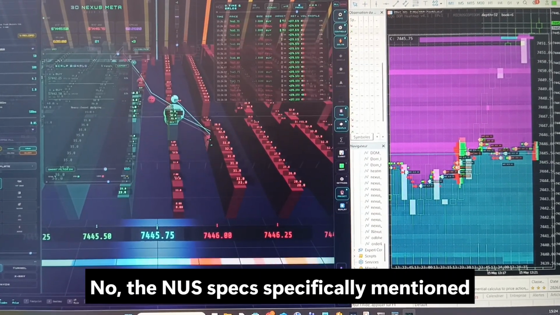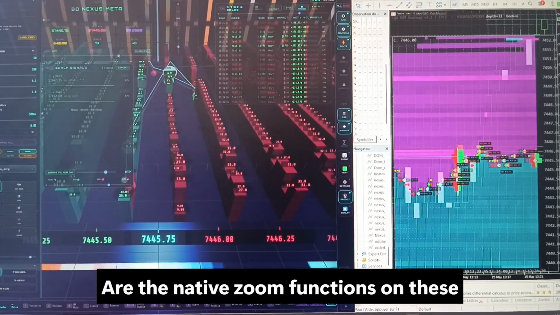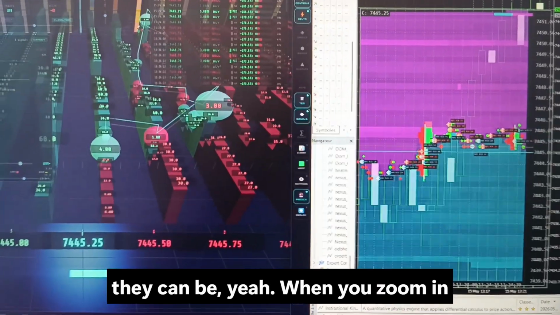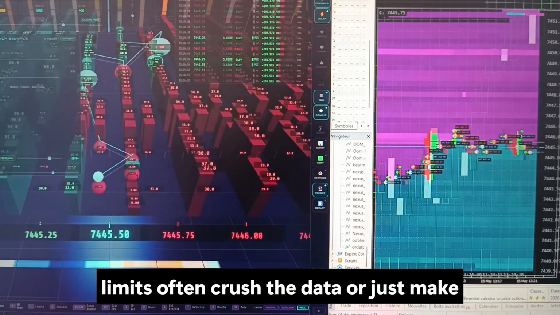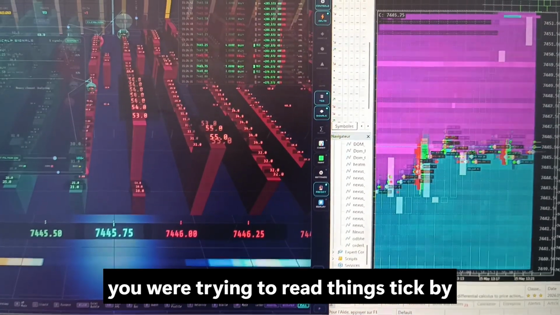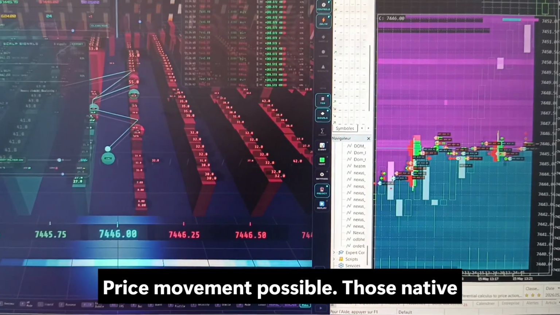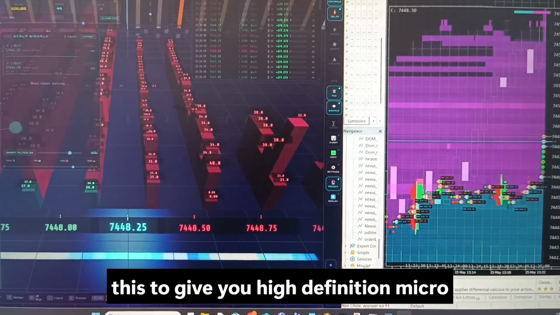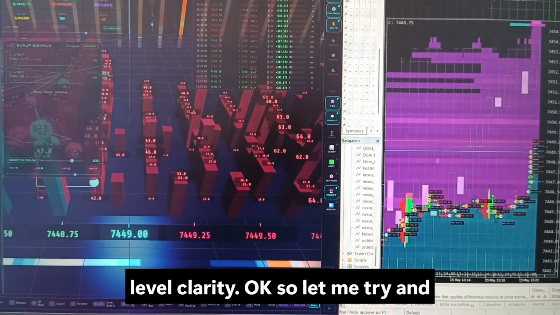Now, the NSUS specs specifically mention a microscope mode. Why is that necessary? Are the native zoom functions on these trading platforms really that bad? Well, they can be, yeah. When you zoom in on a standard chart, the native platform limits often crush the data or just make the scale totally unreadable. Right. But when you are trying to read things tick by tick, where a single tick is the minimum price movement possible, those native limits can severely cap your execution precision. The NXUS overlay bypasses this to give you high-definition, micro-level clarity.